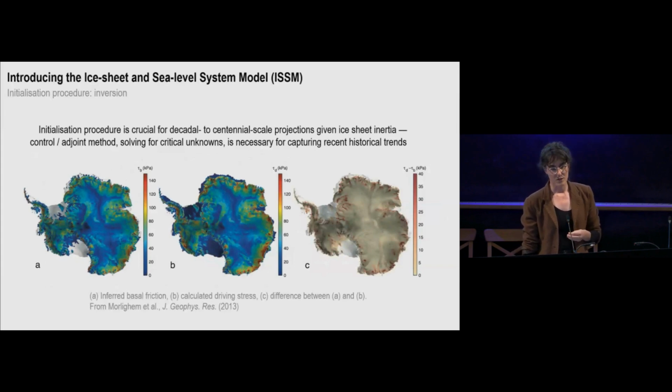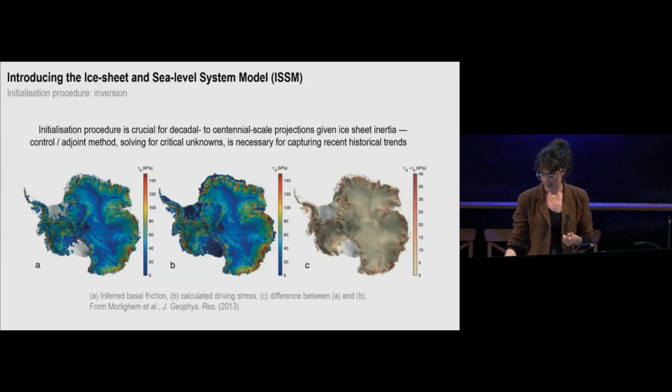Another thing that's incredibly important in ice sheet modelling is the initialisation procedure, which I mentioned before, and this is because the trend, like how ice sheets are trending, surface elevation changes, grounding line changes, over the last few decades to centuries, will play a really important role in what the ice sheet does in the future. And so one of the best ways to capture those trends is to use what's called the control or the adjoint method, which we use to solve for really important unknowns like the basal friction coefficient at the base of the ice sheet where it comes into contact with the bedrock below.